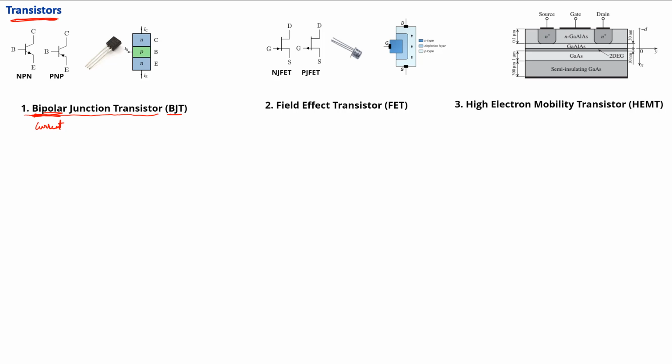Essentially the BJT acts like a current controlled device where you have a certain base current IB and there is a corresponding collector current IC, and usually the IC is going to be beta times IB, with beta being the current gain, which is in the order of 100. The characteristic of a BJT is that the input impedance is low.